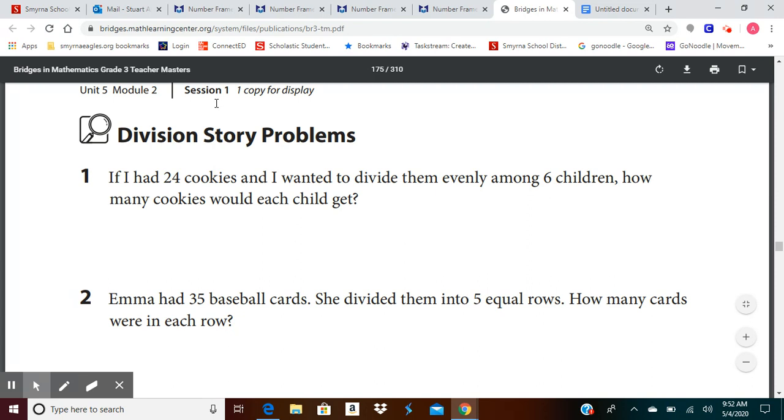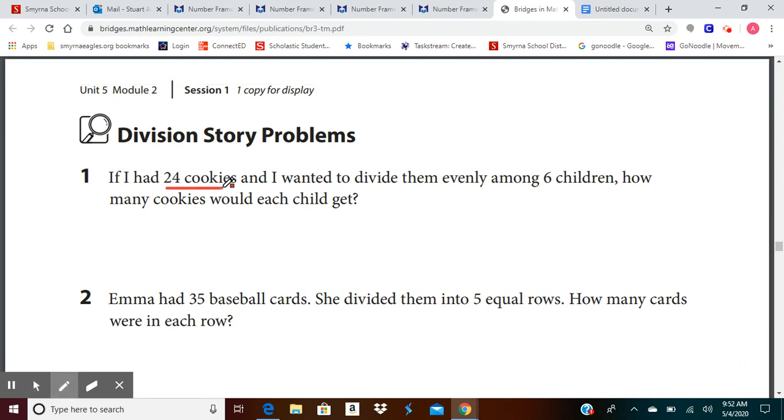If we look at number 1, it says, if I had 24 cookies, and I wanted to divide them evenly among 6 children, how many cookies would each child get? Now, we talked before last week about how splitting evenly would mean that we needed to divide. And when we divide, we're taking a larger number and we're breaking it down into a smaller number.